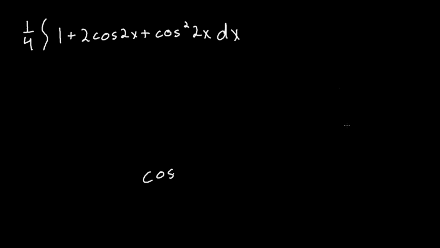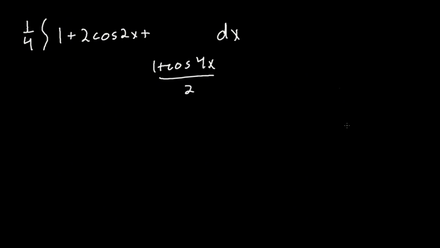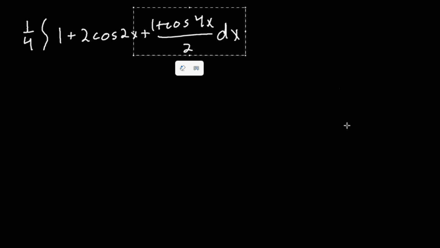Well, technically, the more general formula is cosine squared u is equal to (1 plus cosine 2u) over 2, let's use u here actually. So u is the input of your cosine function. Well, if 2x is the input, technically we have 1 plus cosine 4x here. So we can replace cosine squared 2x with that. And then now we have something that's even more integratable. So we can integrate these in different terms.